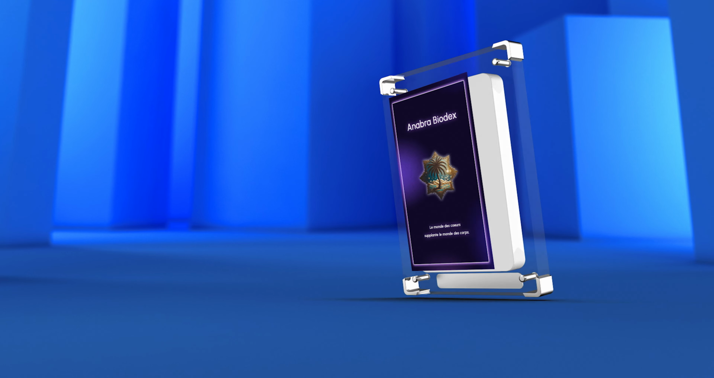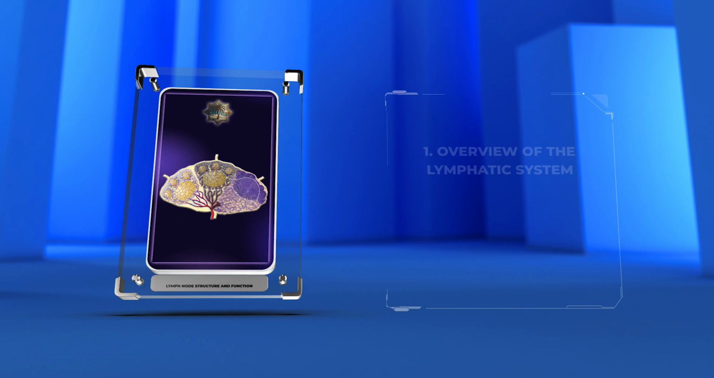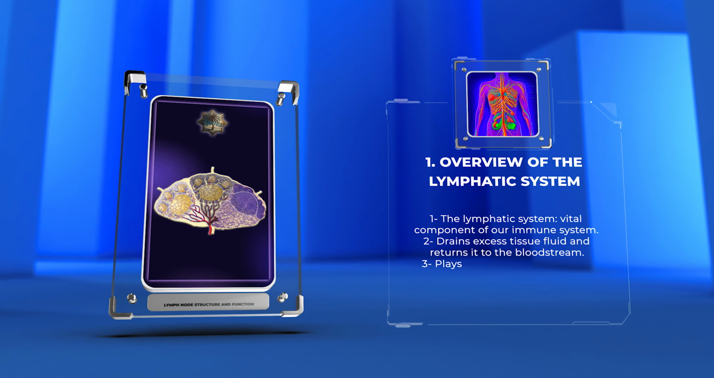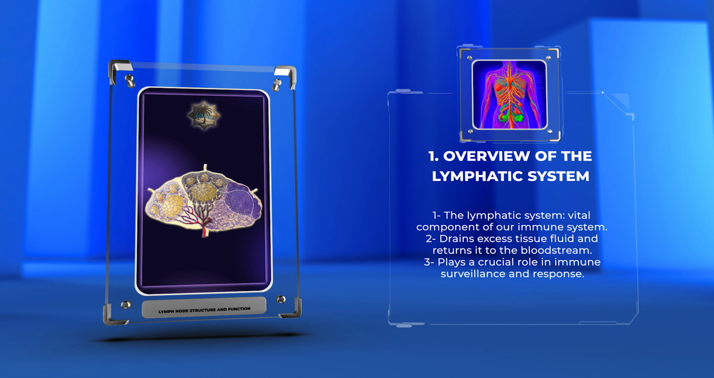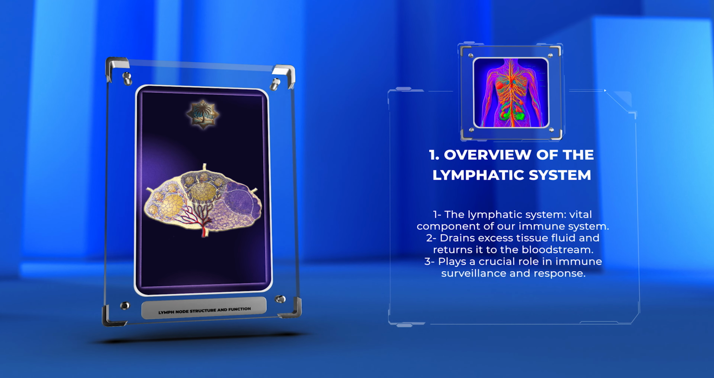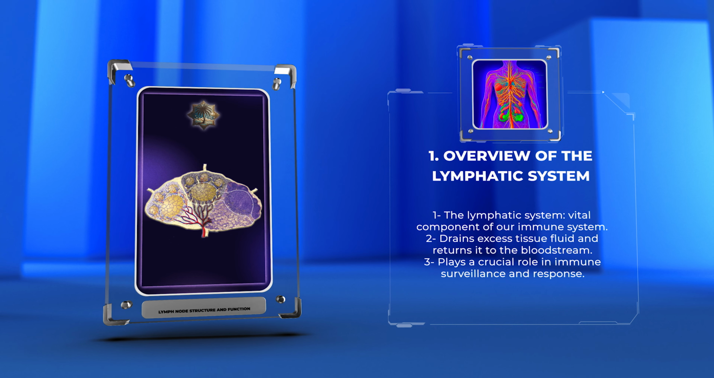The lymphatic system is a vital component of our immune system, working in close coordination with the circulatory system. It serves as a drainage network, collecting excess tissue fluid and returning it to the bloodstream. The lymphatic system also plays a crucial role in immune surveillance and response.